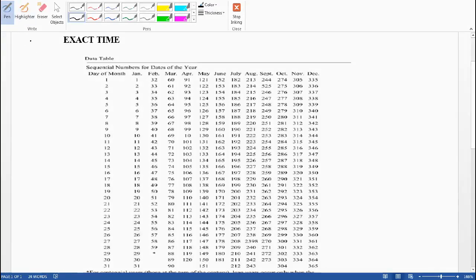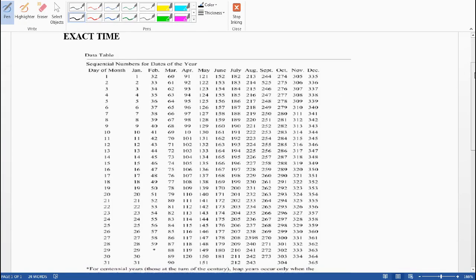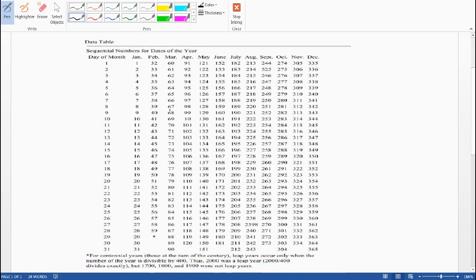Some of your interest problems will give you two dates for which you need the number of days between. Well, this calendar or this table will definitely help you find the number of days between two dates. And if you look at this, it's telling you how many days have elapsed from the beginning of the year to that certain date.